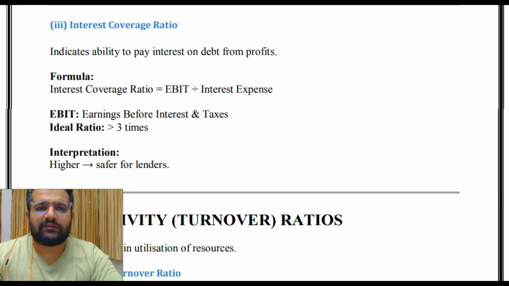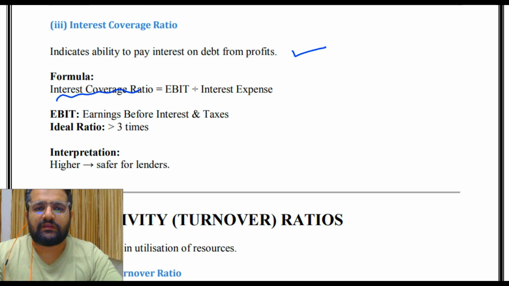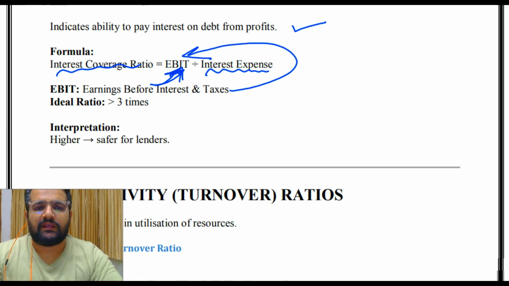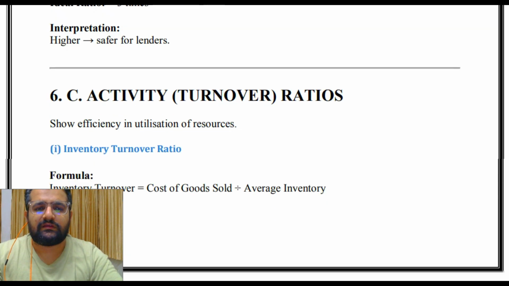Interest coverage ratio indicates ability to pay interest on debt from profit. Formula: interest coverage ratio is equal to EBIT divided by interest expense. EBIT is earnings before interest and taxes. Okay, earnings before interest and taxes. Ideal ratio is more than 3 times. Interpretation: higher, safer for lenders.